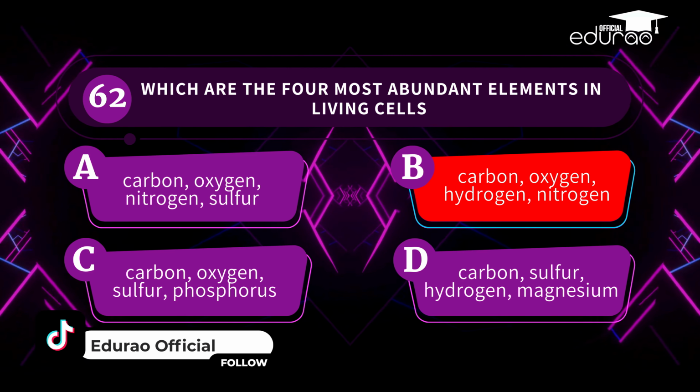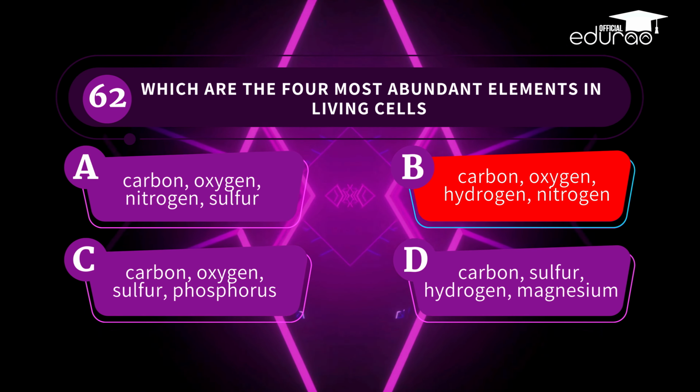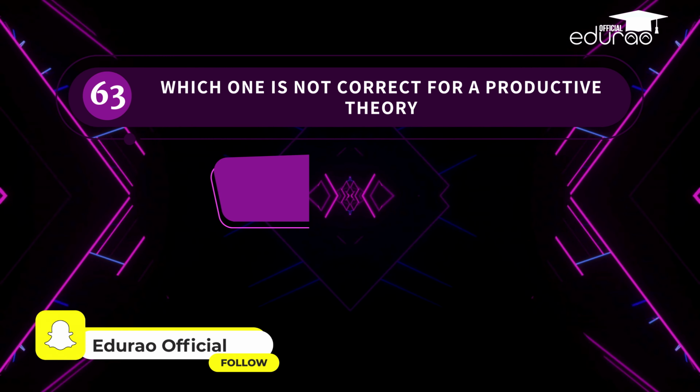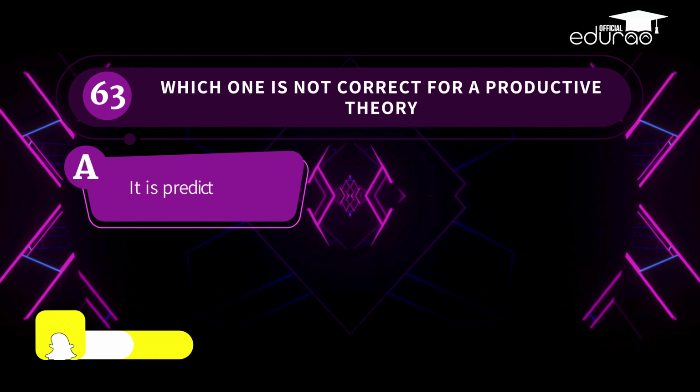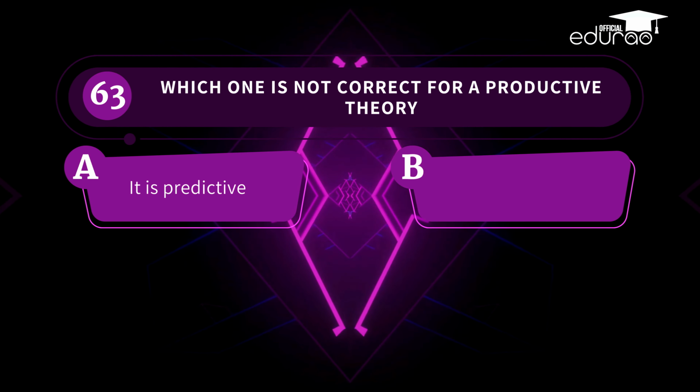Correct answer is carbon, oxygen, hydrogen, nitrogen. Question 63. Which one is not correct for a productive theory? A. It is predictive. B. It has explanatory power. C. It discourages suggestion of different hypotheses. D. All of them.